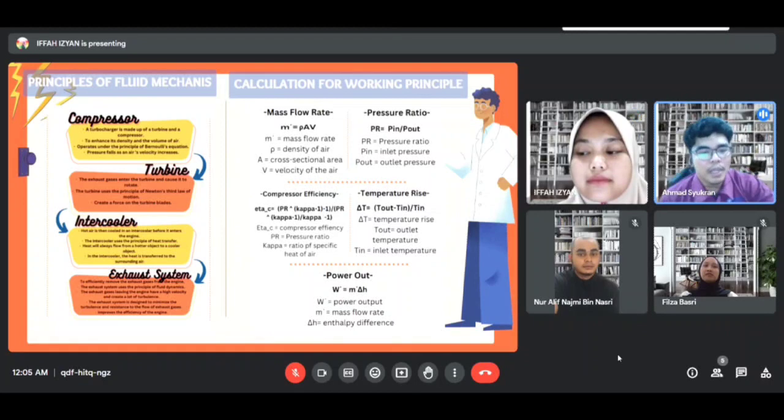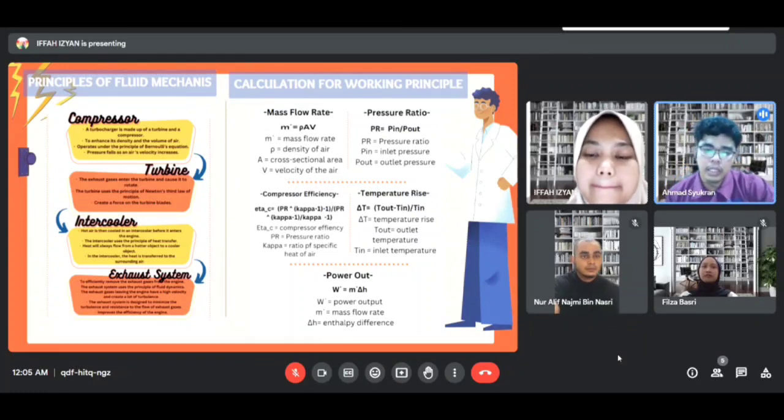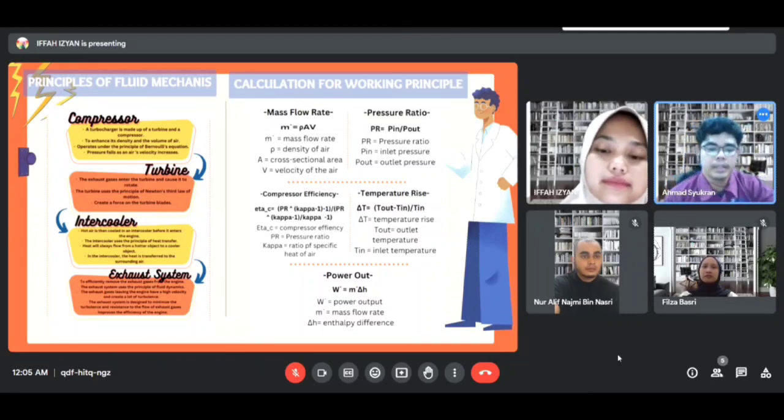First is mass flow rate. The mass flow rate is the amount of air that passes through the turbocharger per unit time, and it can be calculated using the equation m dot equals rho A V. Okay, next is pressure ratio. The pressure ratio is the ratio of the outlet pressure to the inlet pressure of the turbocharger, and it can be calculated using the equation PR equals P out divided by P in.